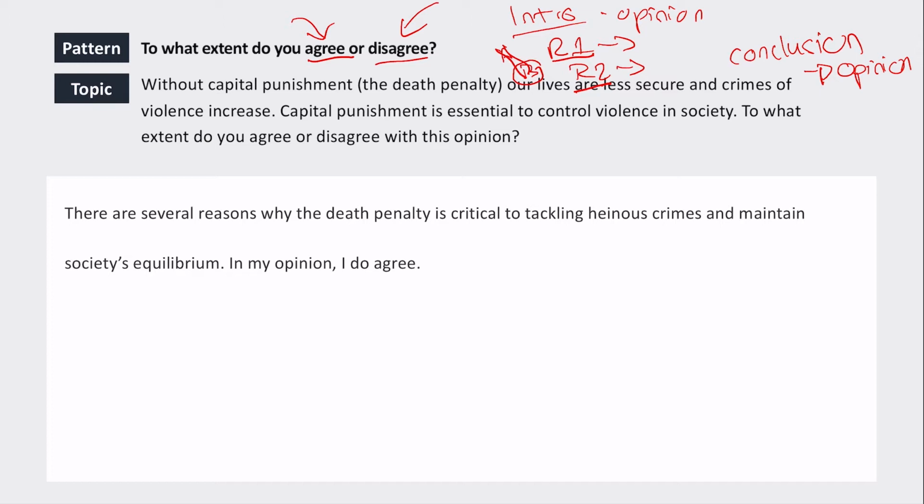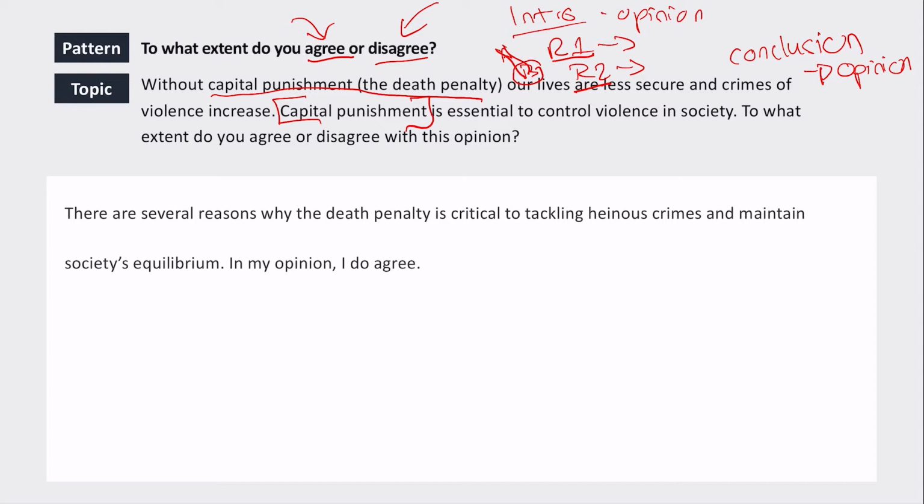So the topic says, without capital punishment, the death penalty, our lives are less secure and crimes of violence increase. Capital punishment is essential to control violence in society. To what extent do you agree or disagree with this opinion? Okay, so it's about the role of the death penalty, capital punishment. Do you believe that if somebody commits a terrible crime, they should be killed by the government for it? Okay, so quite a controversial topic, quite a nice topic to discuss because there's lots of points of view you can talk about on either side.